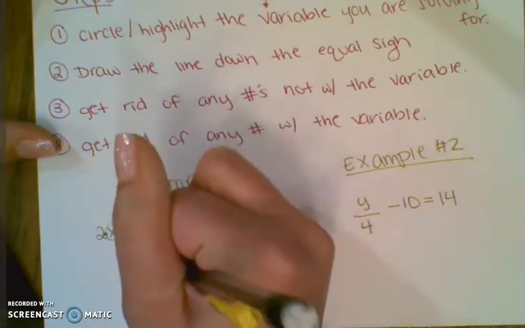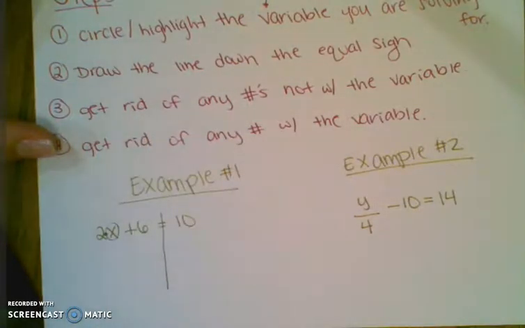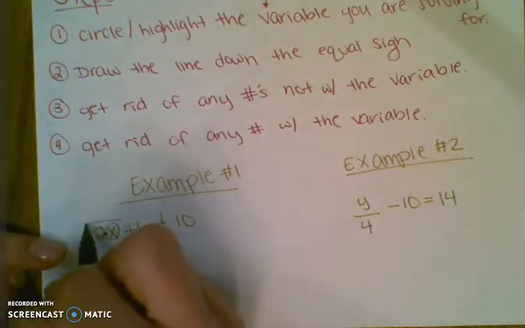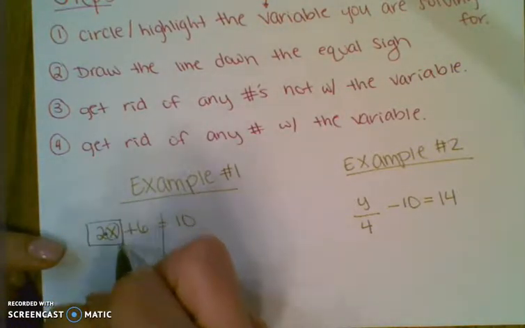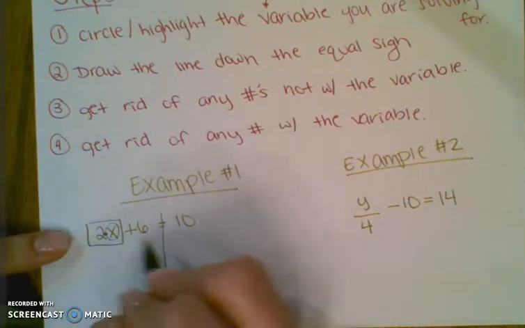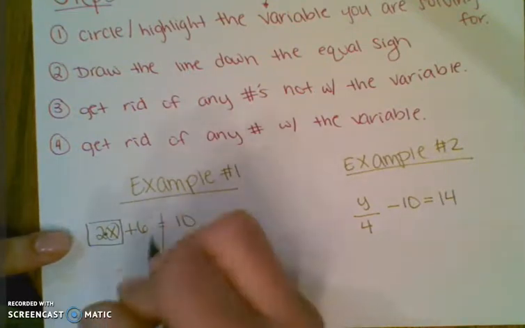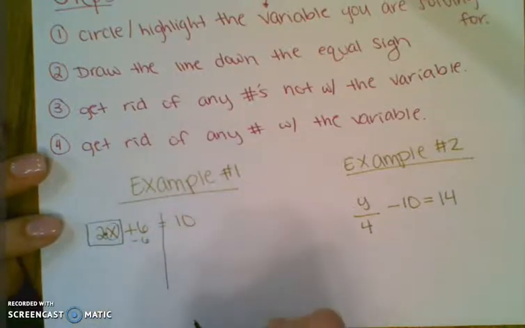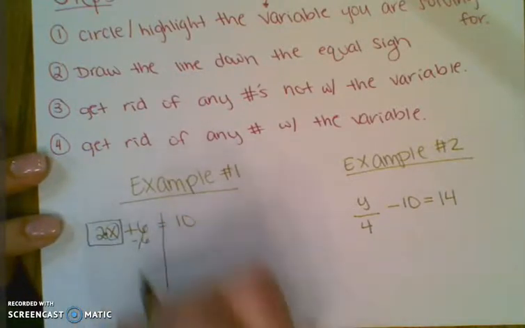Step 2 says draw my line down my equal sign. And it says get rid of any number not with the variable. So by not with the variable, I mean not right next to each other, okay? So all of this right here that I'm boxing in is all together because the 2 is being multiplied by the x. So you have to get rid of, in this case, the addition part first. So opposite of addition is subtraction. So I subtract 6, bye-bye.